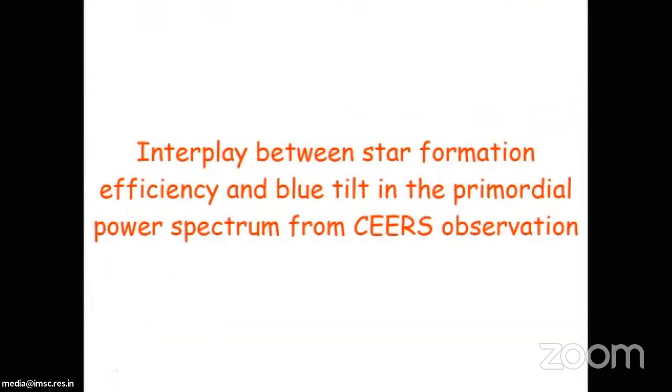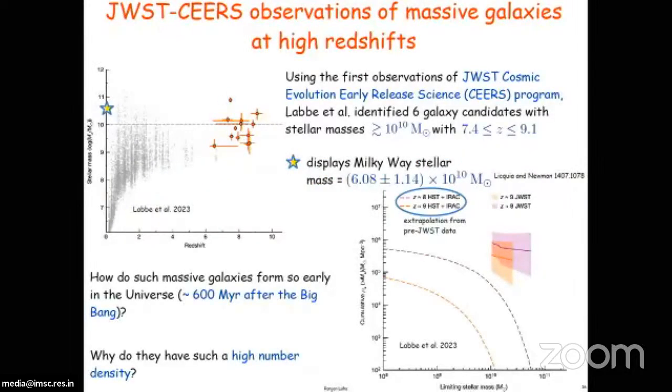Okay, so what can we do? This is one of the parts. Using the first results of the JWST Cosmic Evolution Early Release Science (CEERS) program, Labbe et al. identified six galaxy candidates. Initially they were photometric, but almost all of them were confirmed spectroscopically, with a stellar mass greater than 10^10 solar masses in this redshift bin. This is the plot: redshift on the x-axis, stellar mass on the y-axis, and these are some of the data points. This is astonishing.